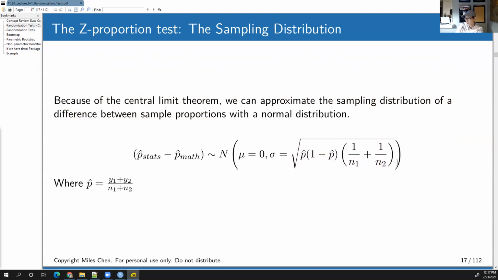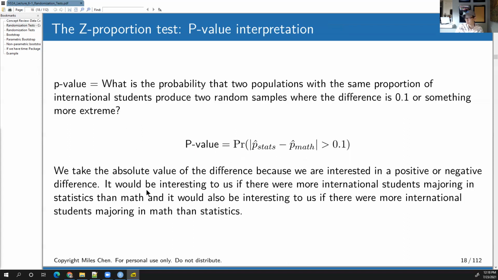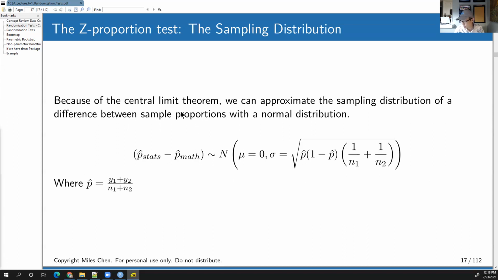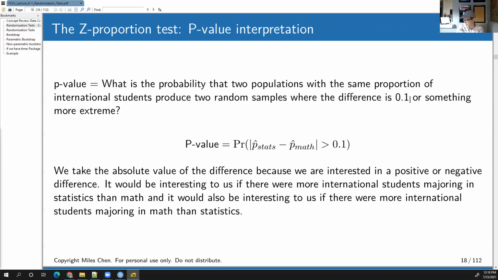And you might have forgotten this formula, but this would be the formula for the standard error of the sampling distribution. So we say, okay, this difference that we observed, p hat stats minus p hat math, this could be treated as a random variable, and the random variable would come from the normal distribution centered at 0, because if the null hypothesis were true, we would expect these two values to be the same, so they would have a difference of 0, and the standard error would be given by this formula, okay? And p hat is calculated using this. So if we do that, we want to know, okay, what's the p-value? What's the probability of getting our difference of 0.1?